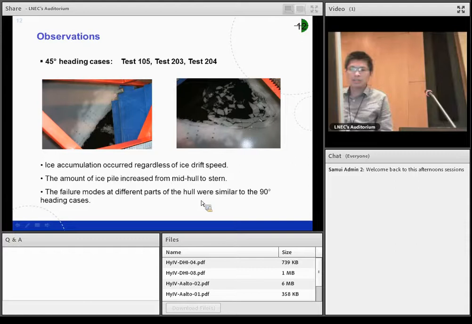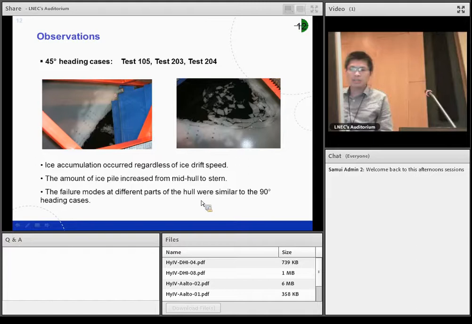As a result, for the head-on or zero heading case, this vertical level is a longitudinal ice load. This is more interesting to us. This load was plotted as a function of ice drift speed. This is a test number, and you can see this ice load increased as this ice drift speed increased. For tests 103 and 104, the main difference is only the ice drift speed, and from test 205 to 206, we also see a similar trend.